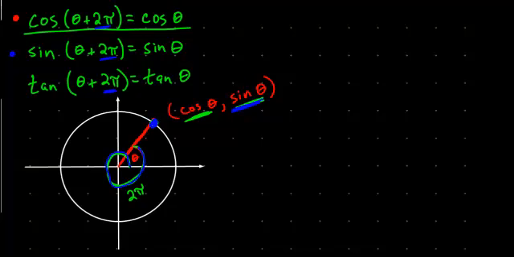Okay? So tangent of theta plus 2 pi. So again, if I go around 2 pi and then an additional theta, I'm still at the same end point here, and so the slope of my line is still going to be the same. That is, sine over cosine will still be equivalent: the y coordinate over the x coordinate. So tangent of theta plus 2 pi is indeed equal to tangent theta, because we have the same slope.